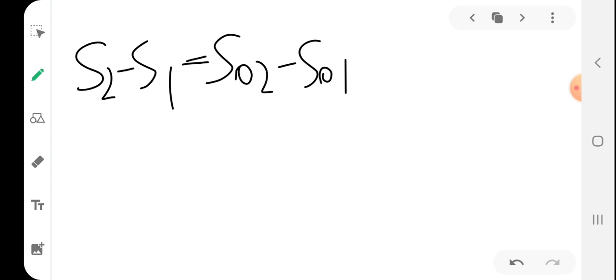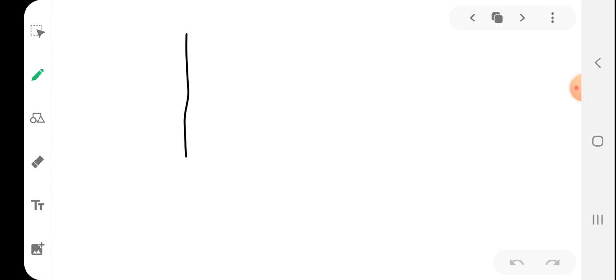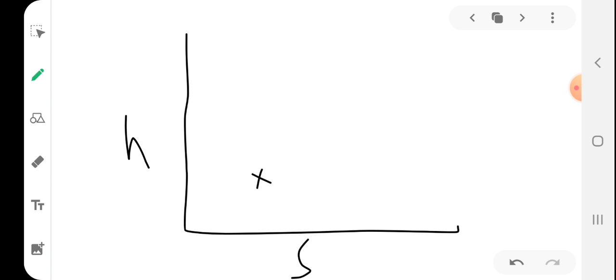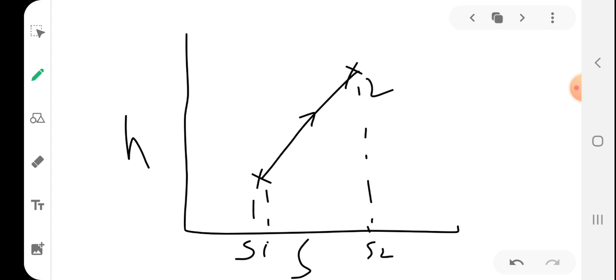So S2 minus S1 can also be written as S02 minus S01, right? Because S02 is the stagnation entropy downstream, and S01 is the stagnation entropy upstream. So how can you write S2 minus S1 as S02 minus S01 itself? You have to look at the h-s diagram. Suppose this is a normal shock from 1 to 2. So this is a convergence process, right? Suppose this is S1 and this is S2. How can you find the value of stagnation entropy?